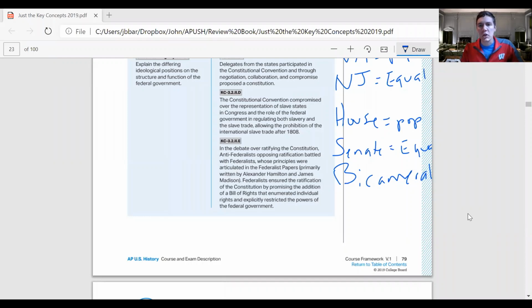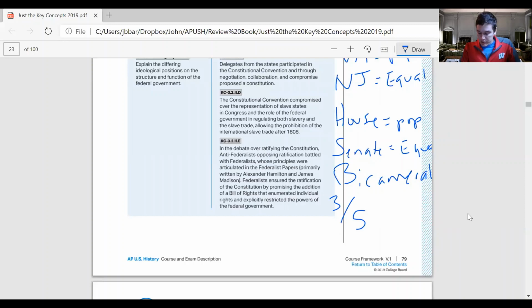Another conflict is going to be over the population of the House. What do you do with slaves? And so they're going to create what's called the 3/5 compromise, which means the population of slaves in the state are going to be counted as 3/5 towards the population that they normally would have.